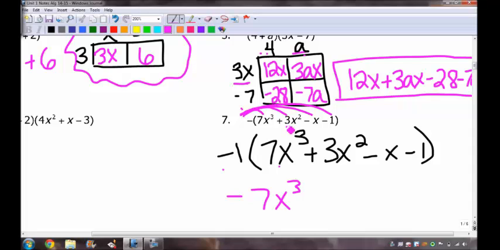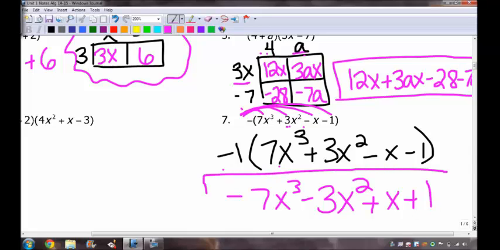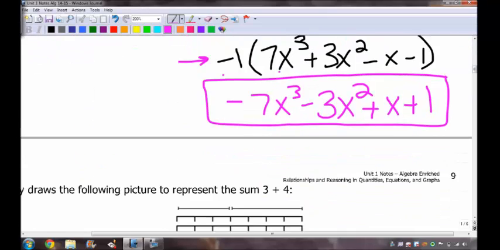This positive 3x squared here becomes negative 3x squared. This negative x becomes positive x. And this negative 1 becomes positive 1. So I've distributed the negative through. Again, writing it out like this is not necessary, but you may use it if it is helpful to you.